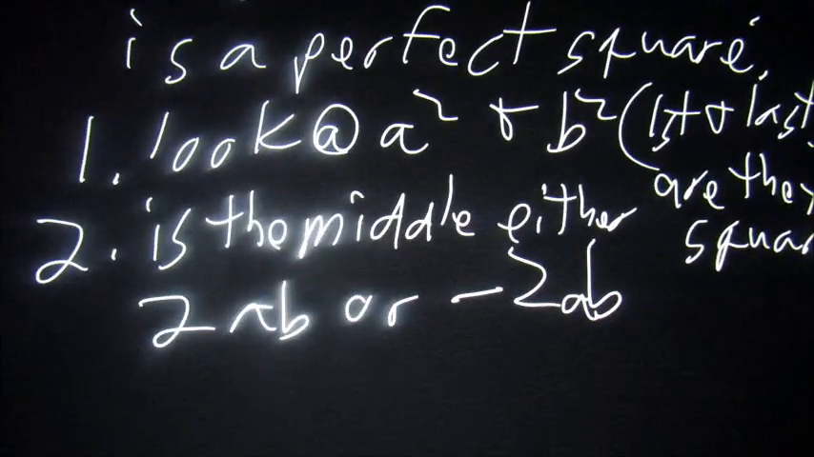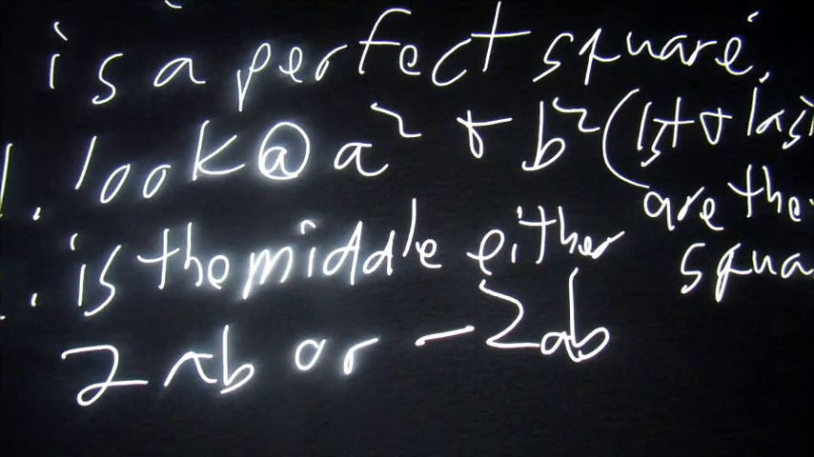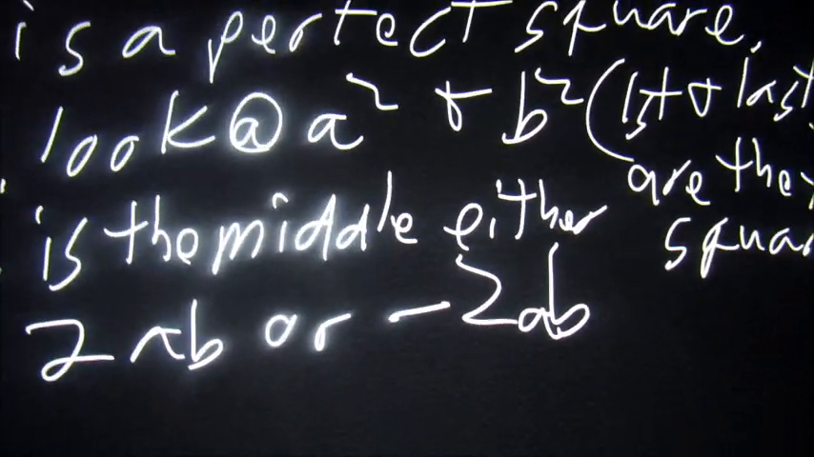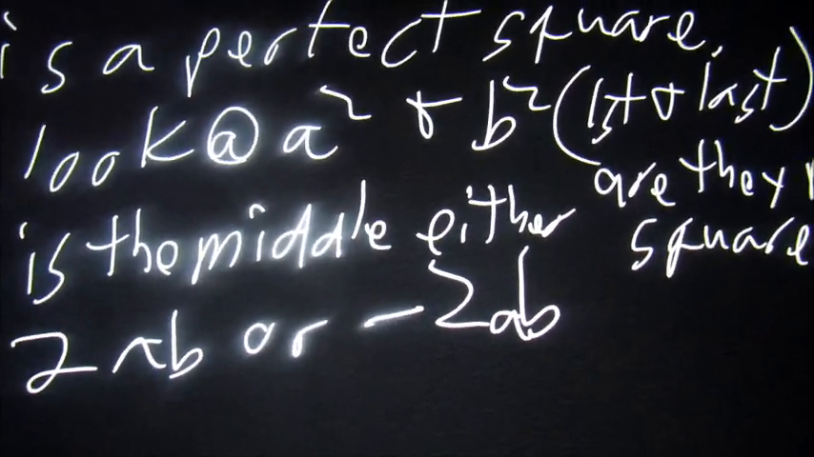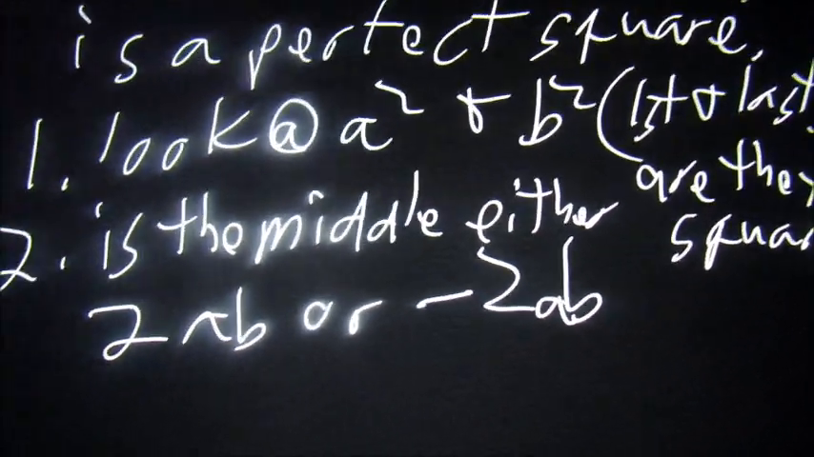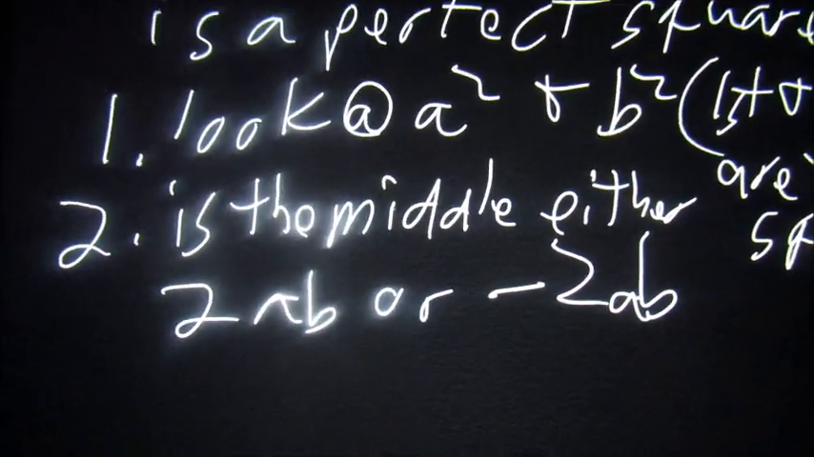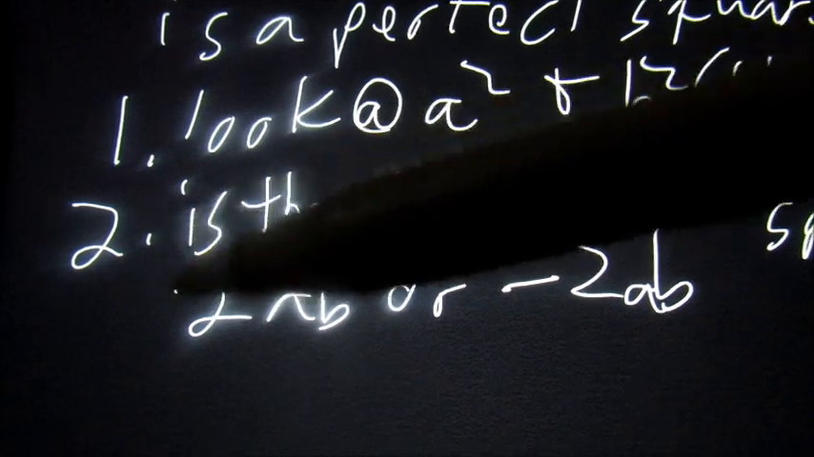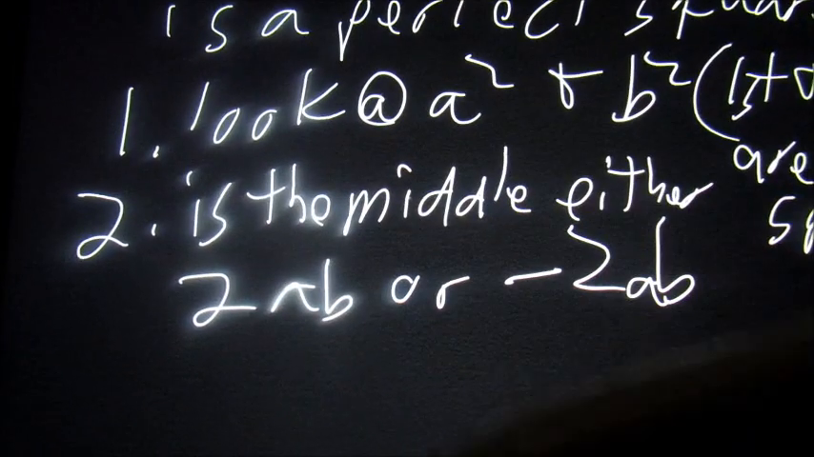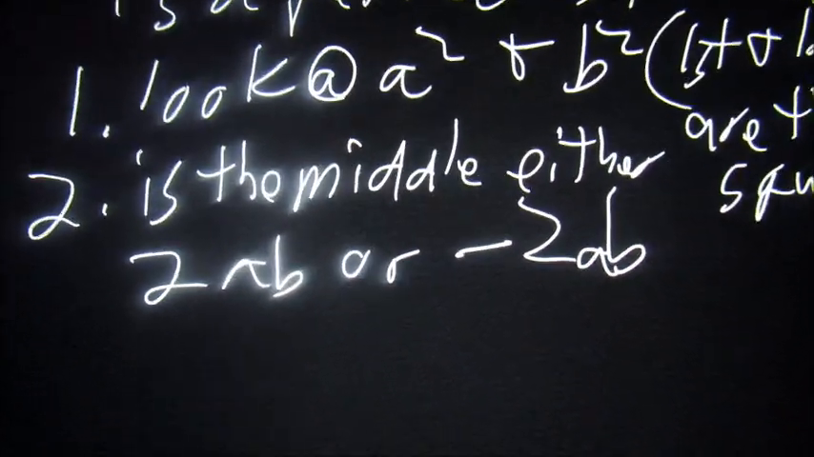So what we're going to look at is the first term and the last term. And are they perfect squares? If so, then what we're going to do is take the square root of those and see if the middle term is 2 times the square root of the first one times the square root of the last one. So before we do any of that, let's look at just some individual numbers to see if they are perfect squares. So 1, that's a perfect square.